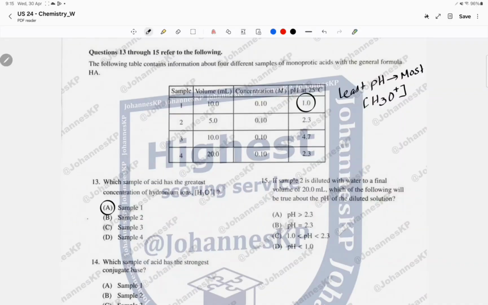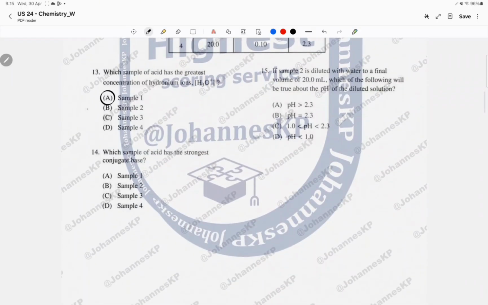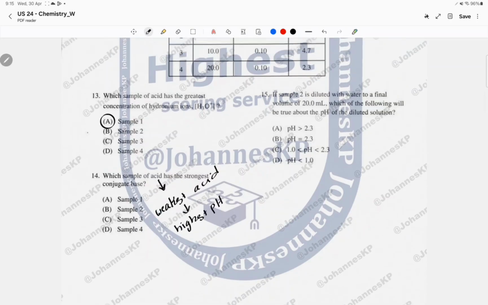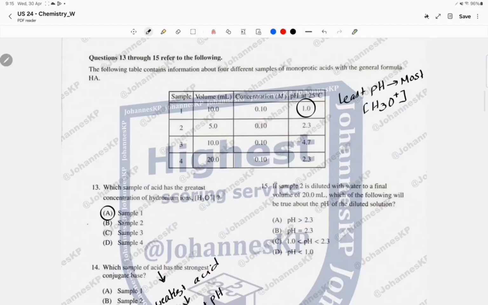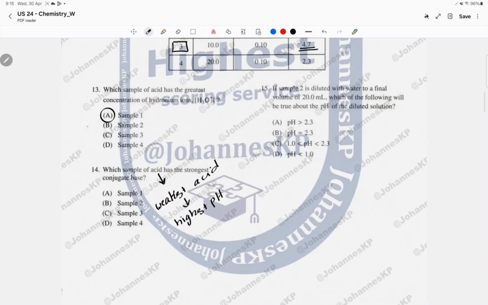14. Which sample of acid has the strongest conjugate base? That would be the weakest acid. And the weakest acid would be the one with the highest pH, which would be sample 3, whose pH is 4.7. So it's going to be C.